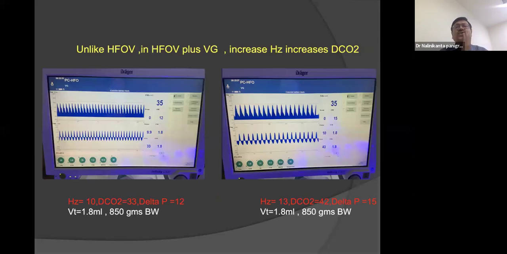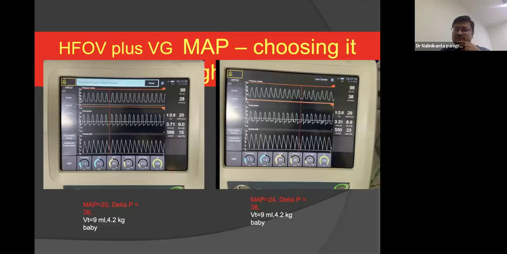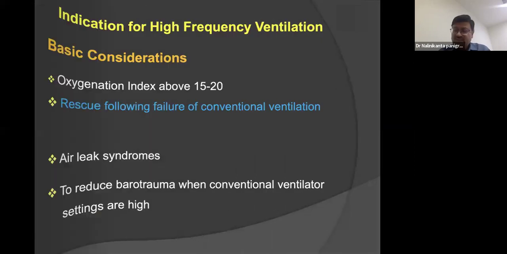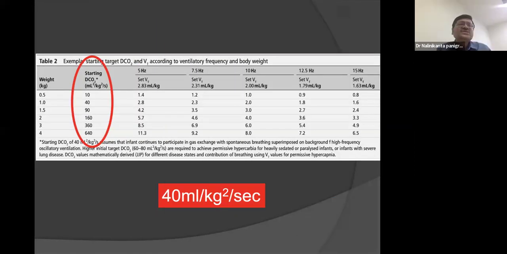Here, same thing: whenever the frequency goes up, the DCO2 or minute ventilation goes up. And the mean air pressure also has to be chosen rightly in VG. When you are choosing 1 to 1.5 ml, you have to choose a mean air pressure which recruits the lungs, with 6 to 8 rib spaces above the diaphragm. The article you want to go to is the one I documented previously, the ADC Archives article 2023. This is the guideline. They advise how to choose different DCO2 or VG at different frequencies. We use the set tidal volume guidelines given there to achieve the targeted or desired minute ventilation, which is normally reflected as DCO2, in HFO ventilation.